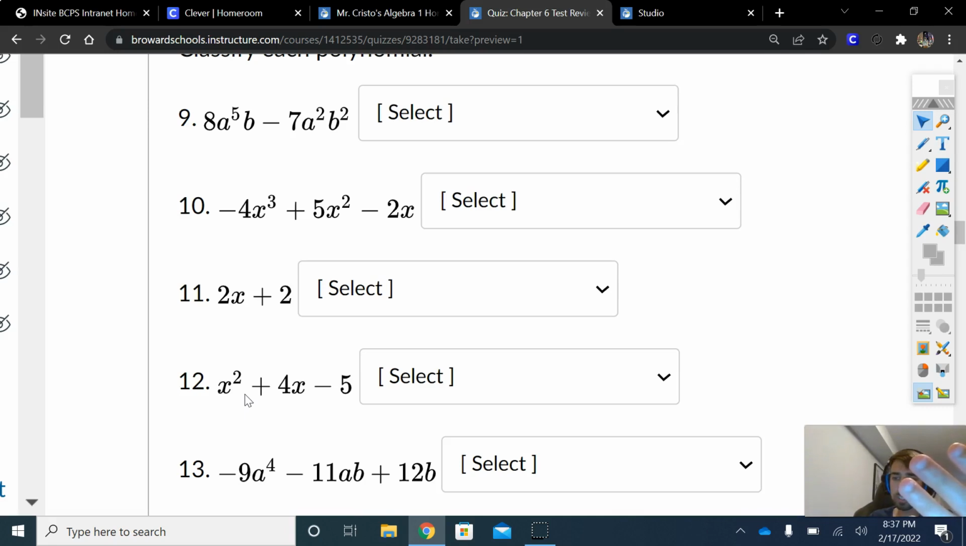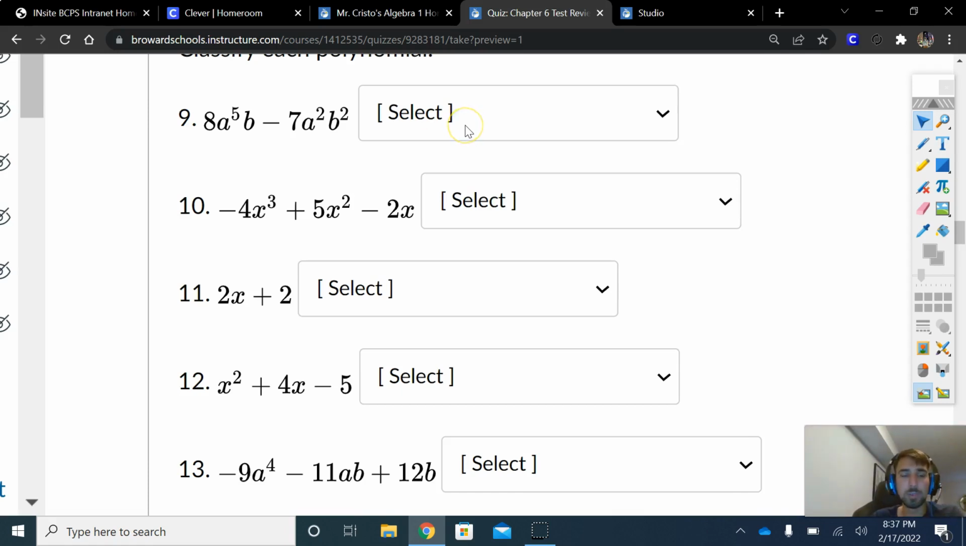Why do my fingers look like Among Us? Anyways, sorry. And then we have monomial, binomial, trinomial, and a quanomial. Psych. There's no such thing as a quanomial. It's called a polynomial. God, my fingers look like Among Us.